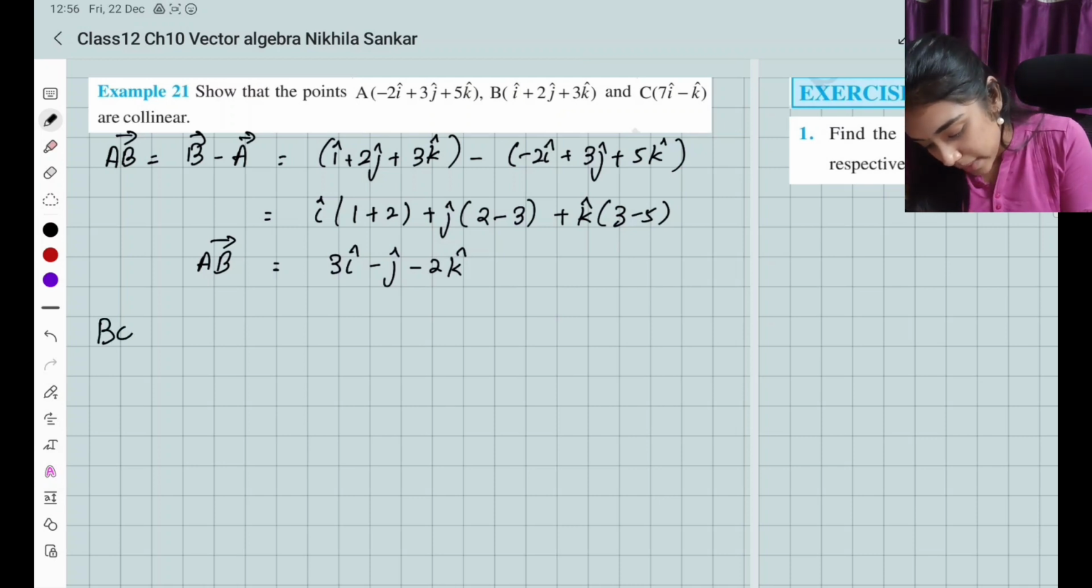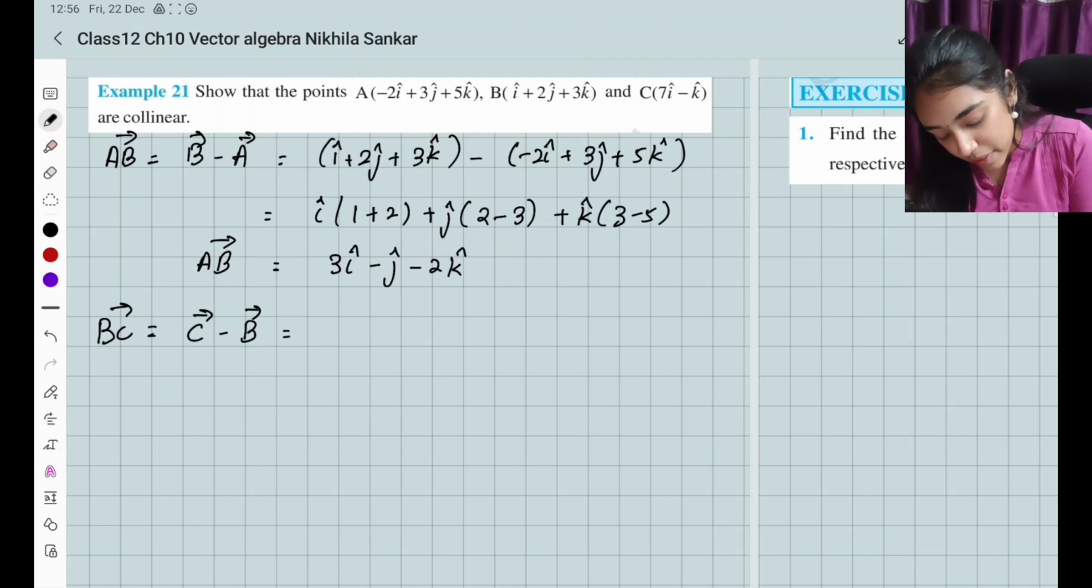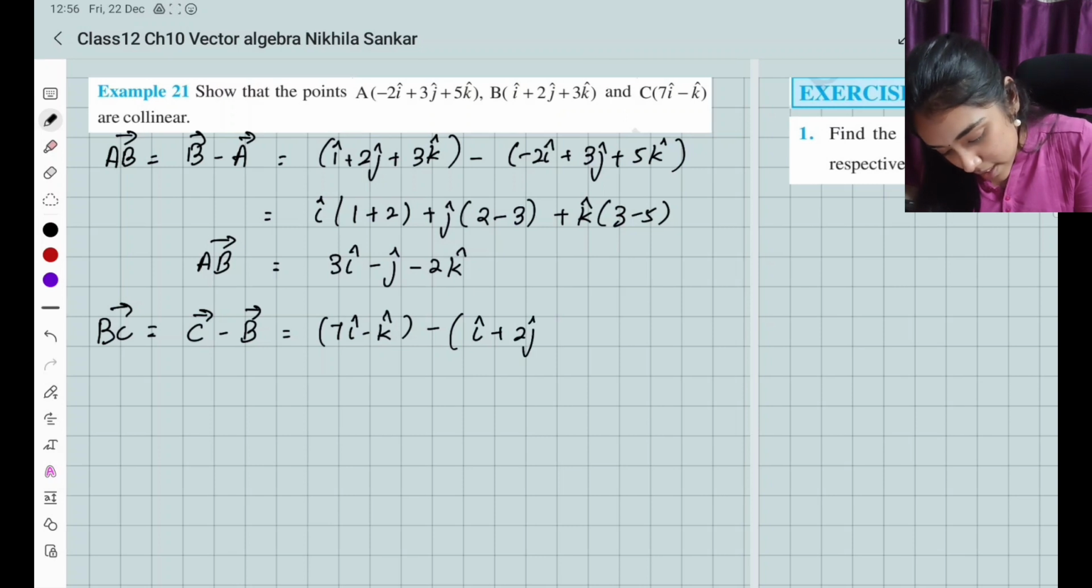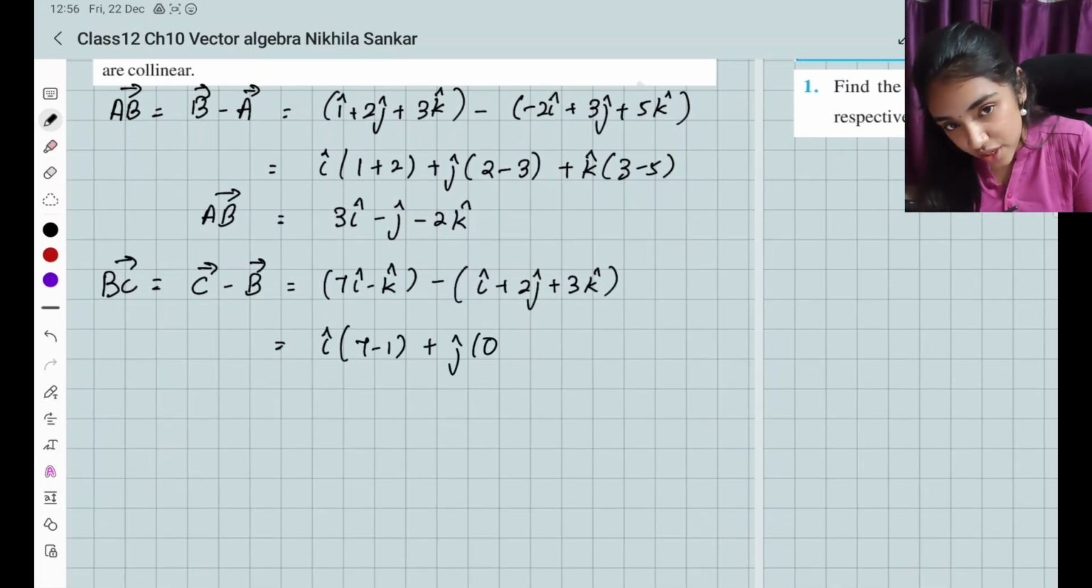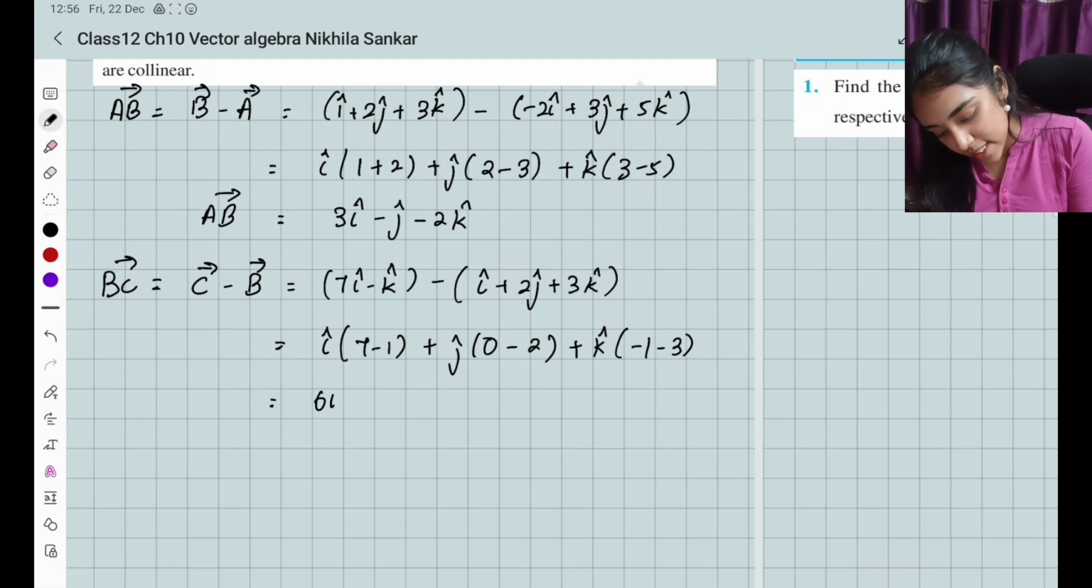Now BC vector is going to be C minus B. Correct? So C minus B, I have 7I minus k minus B, which is I cap plus 2j cap plus 3k cap. When I subtract, I take I separately: 7 minus 1. For j, taking it separately, the first term has no j, so 0 minus 2. And k cap is minus 1 minus 3. So this is going to be 6 I cap minus 2 j cap minus 4 k cap.